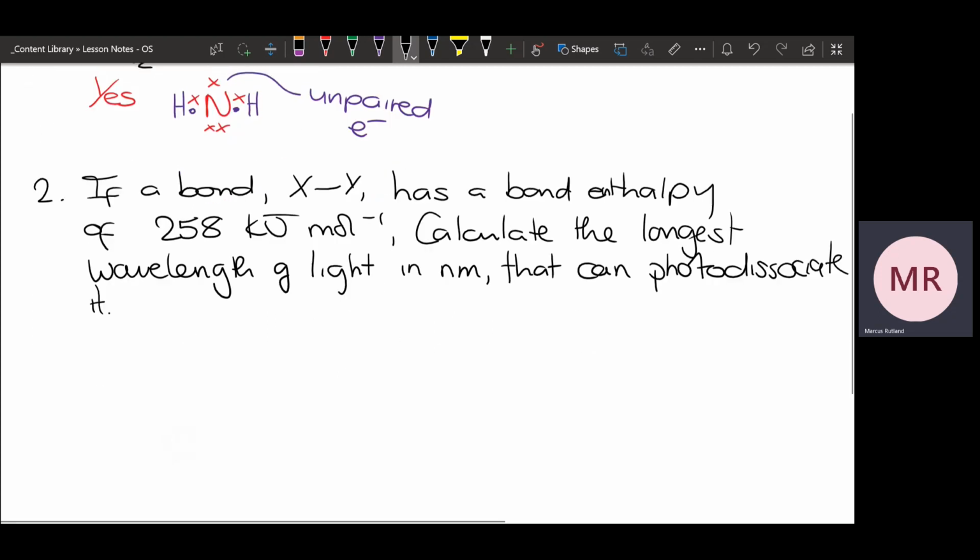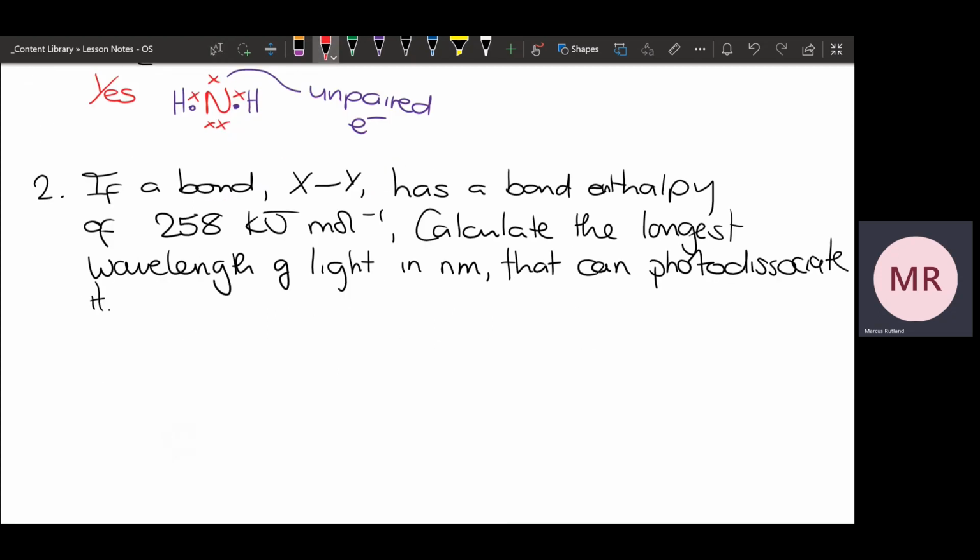Okay, this uses a bit of information from the data sheet. So just in case you don't have the data sheet to hand, I will just tell you that we've got Planck's constant, 6.63 times 10 to the minus 34.